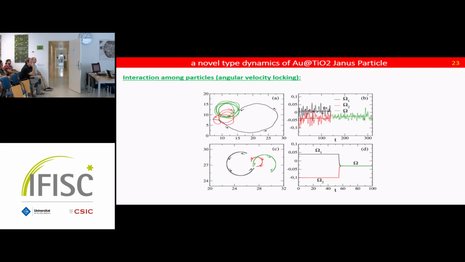Then the green one is the trajectory of the center of mass. When they glue, they keep on rotating with the average angular speed. So this is from the experimental data, like particle 1 is fluctuating around some average.